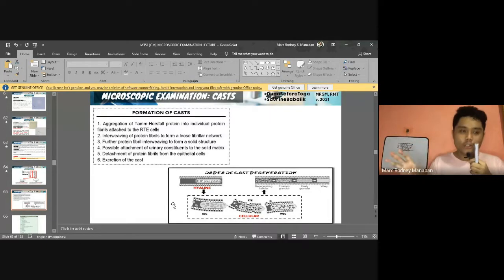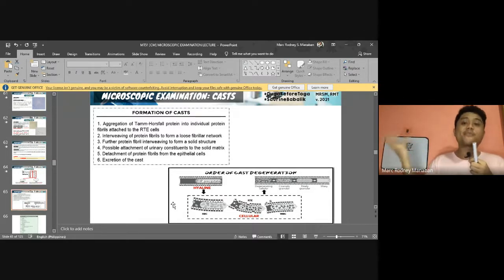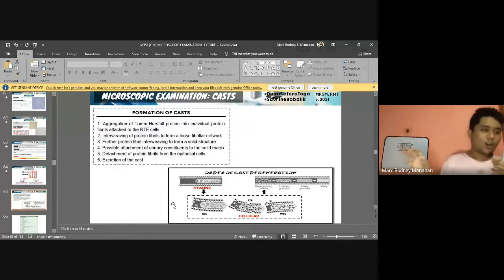So it goes back to a homogeneous appearance, but this time it is highly refractile. It is somewhat colored because of the different cells that got in and disintegrated, and the different pigments they produced. So the last part is your waxy cast. I hope you get this. So it starts with hyaline, followed by cellular, and then the cells inside the cellular cast will disintegrate, and they will become degenerating cellular. Degenerating cellular will become coarse granular, then coarse granules will become fine, and then fine will finally become waxy. Alright? So that's the last stage of the order of cast degeneration.